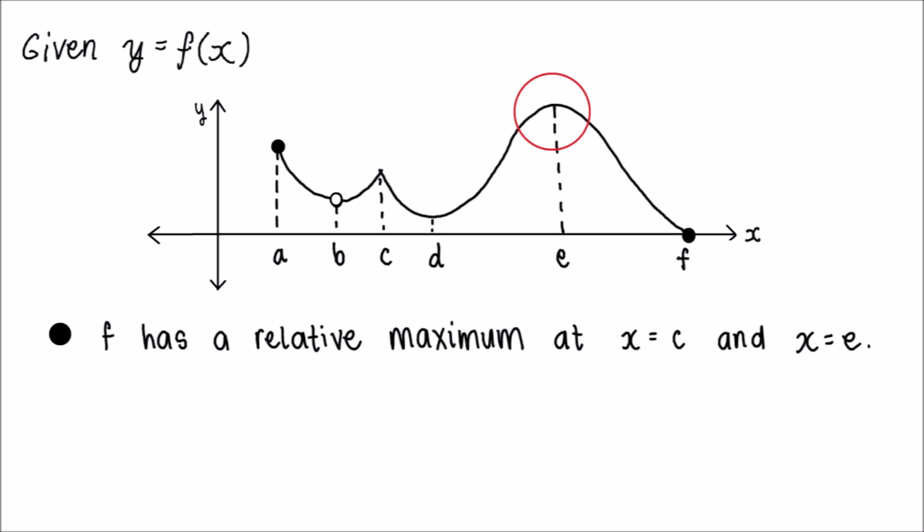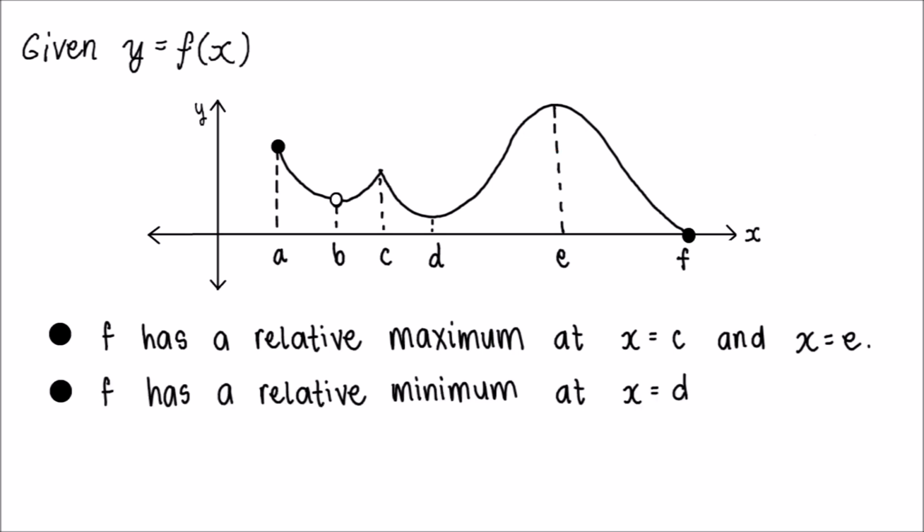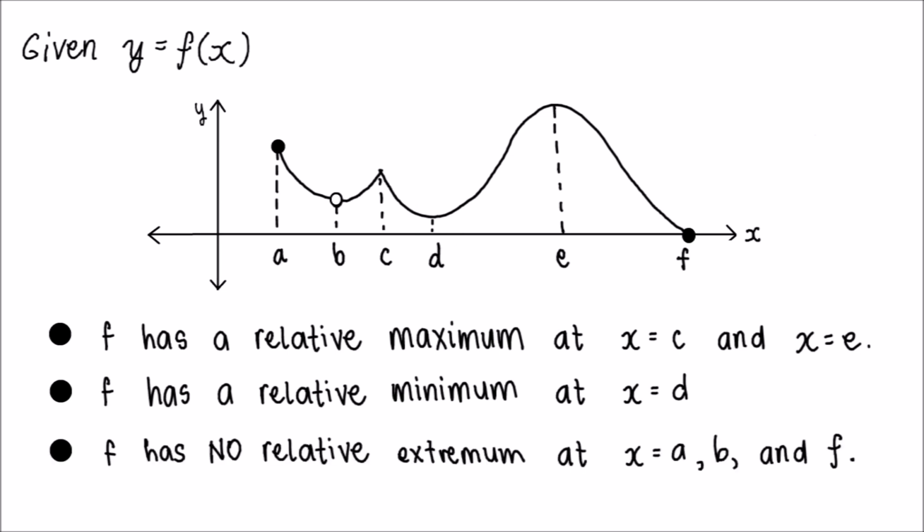Another observation is that there is a relative minimum at x is equal to d. So in this small area of the graph, f of d is the lowest value of f. Just to emphasize which are not considered as relative extrema, let's also write here that f has no relative extremum at x is equal to a, b, and f.